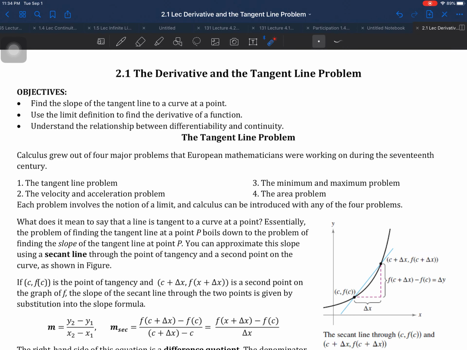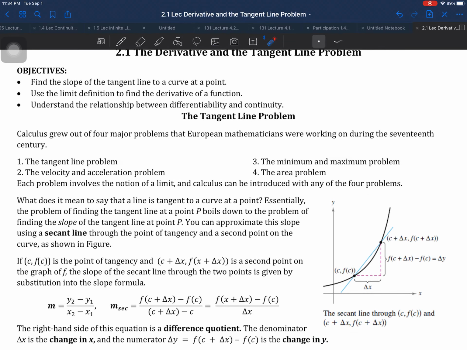So the objectives are to find the slope of the tangent line to a curve at a point, and then use the limit definition to find the derivative of a function, and then understand the relation between differentiability and continuity. Alright, so first let's begin by defining the tangent line problem.